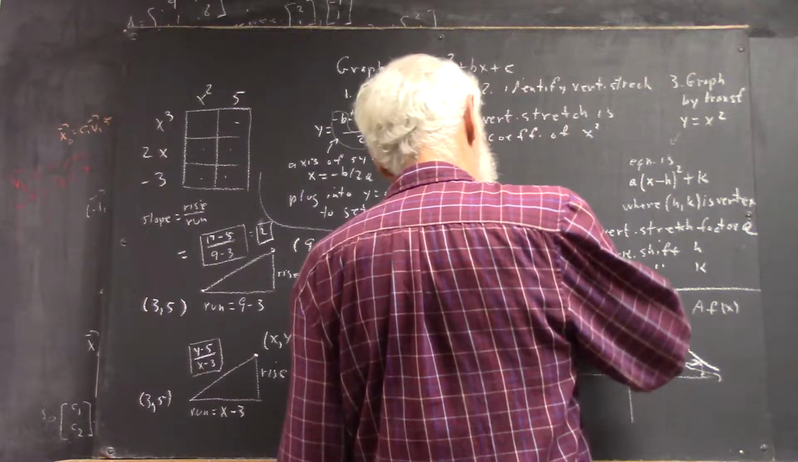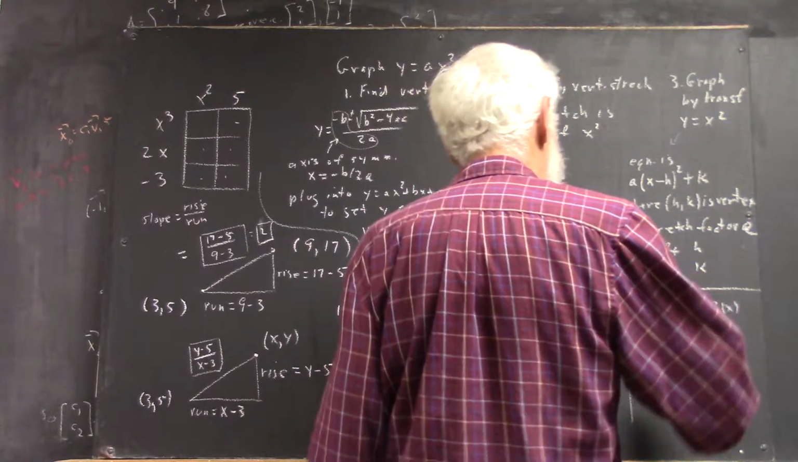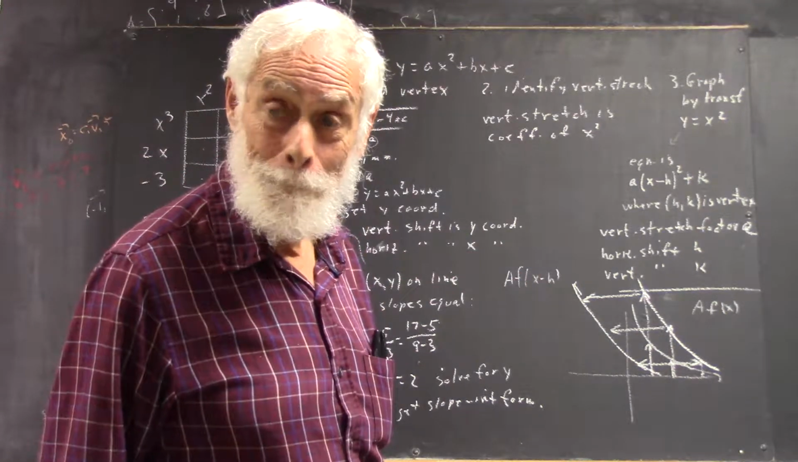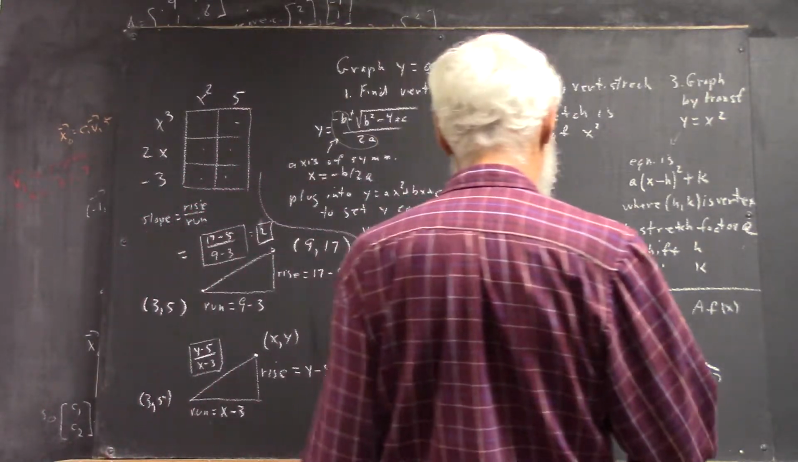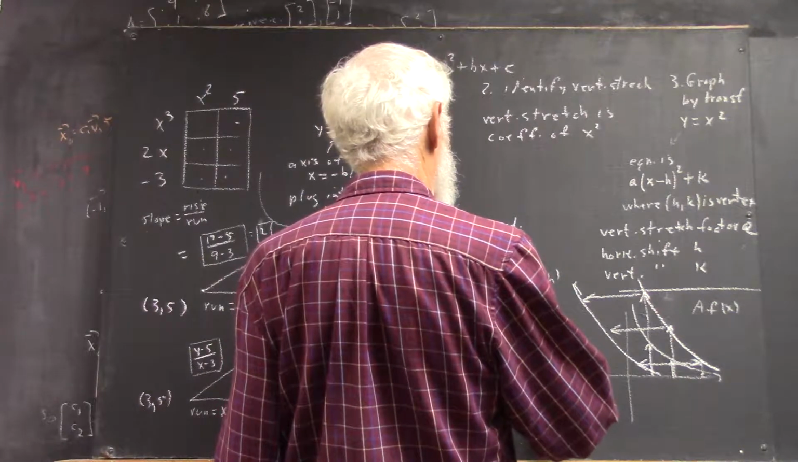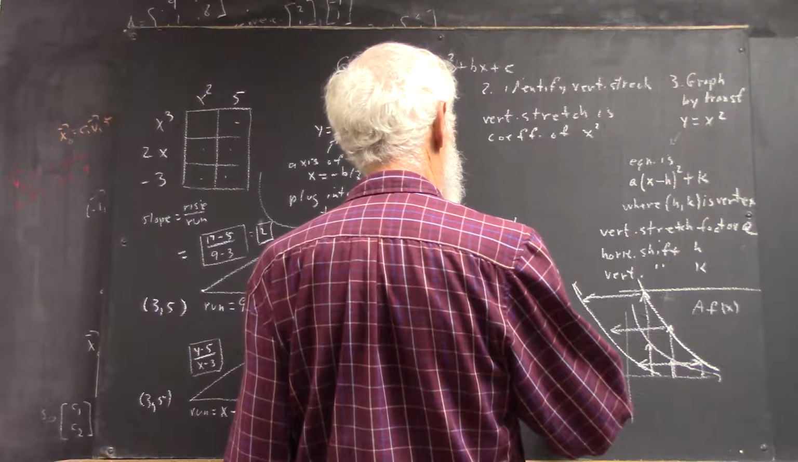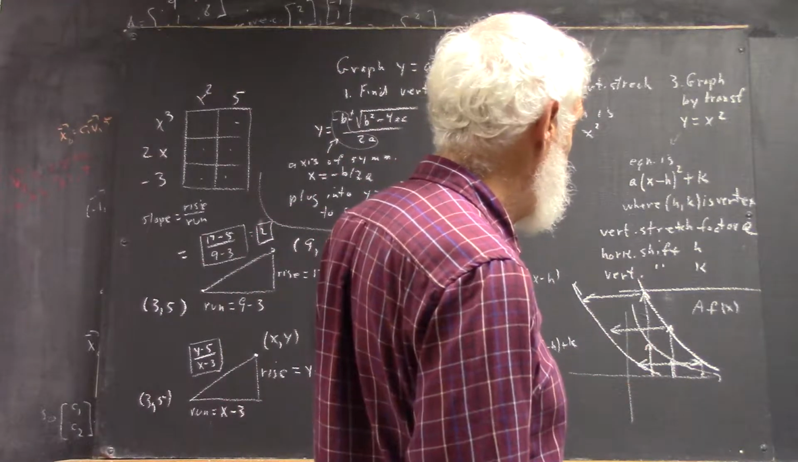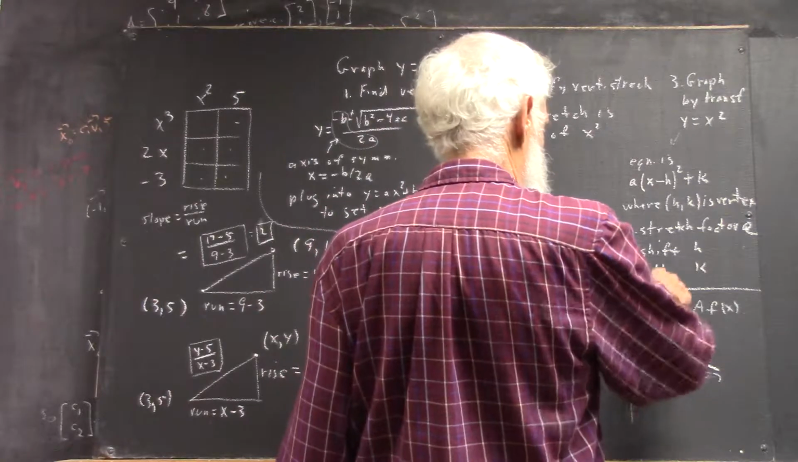Okay, then we have this, right? So there it is, horizontally shifted, right? And then we want AF of x minus h plus k. And what some people have done is they went back to this graph and did k.